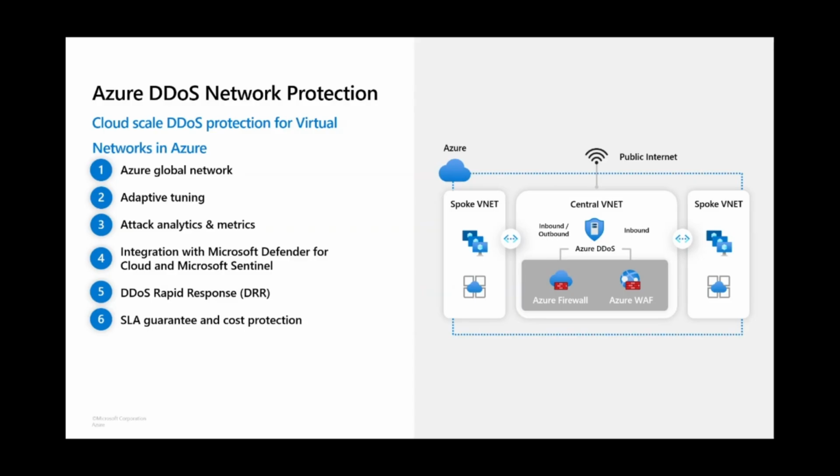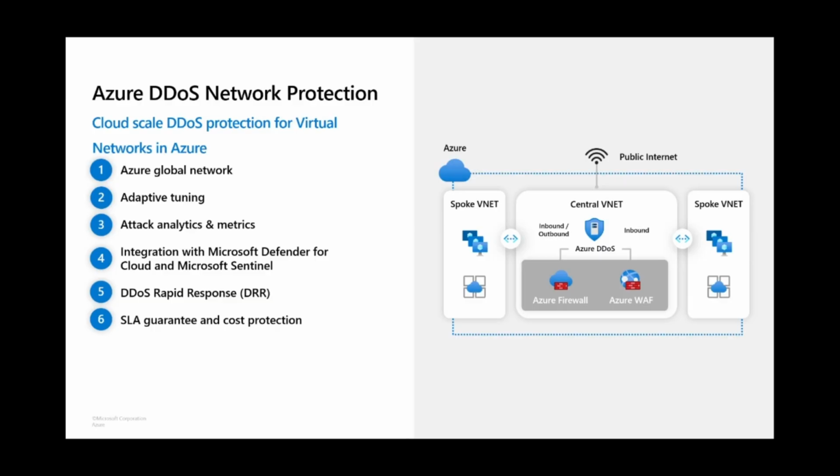Then we have, of course, also the attack analytics and metrics, which is a big part of DDoS protection, where you can use it, for example, for creating alerts. You can integrate it into your DDoS response plans based on these alerts and also the logging that we have. And you can also monitor the metrics to see the thresholds, how they're increasing or decreasing. And you can also use the attack analytics to do post-investigation after a DDoS attack.